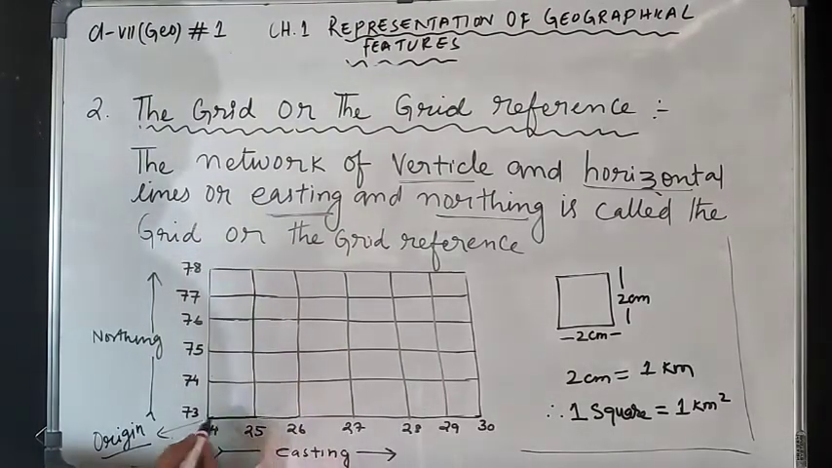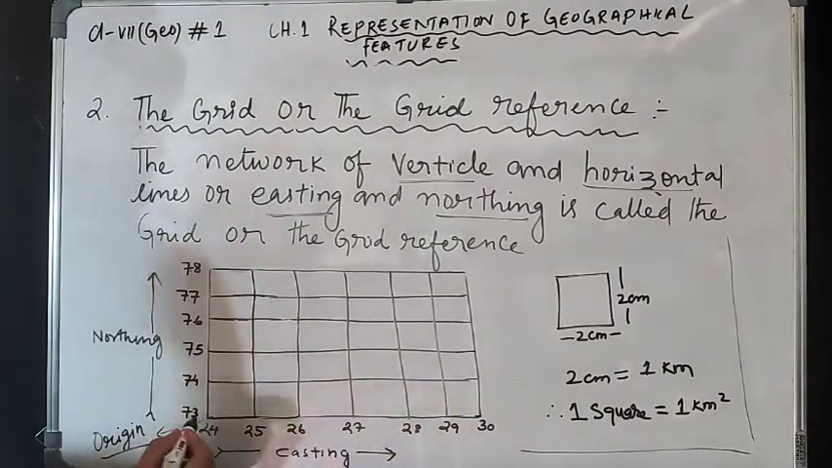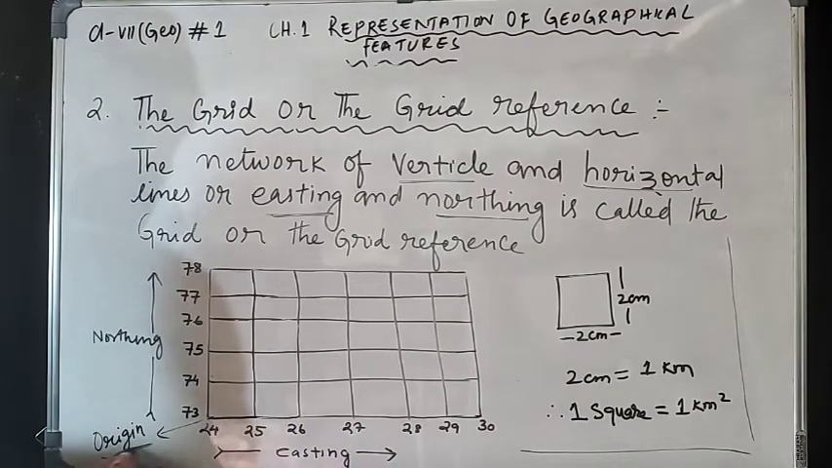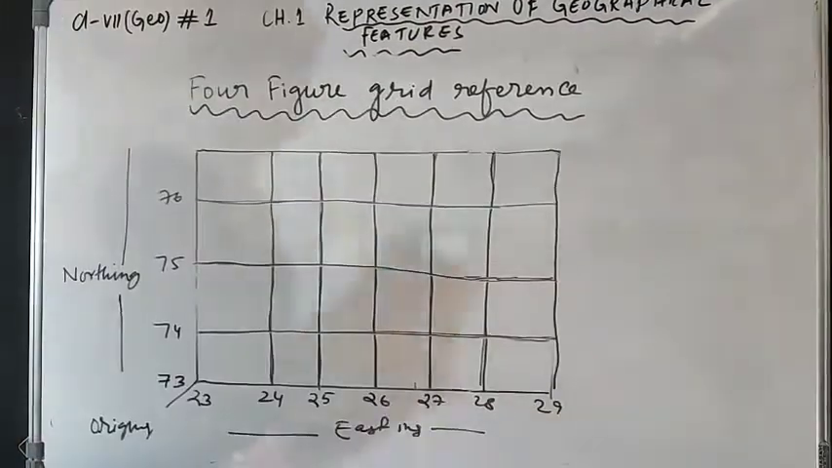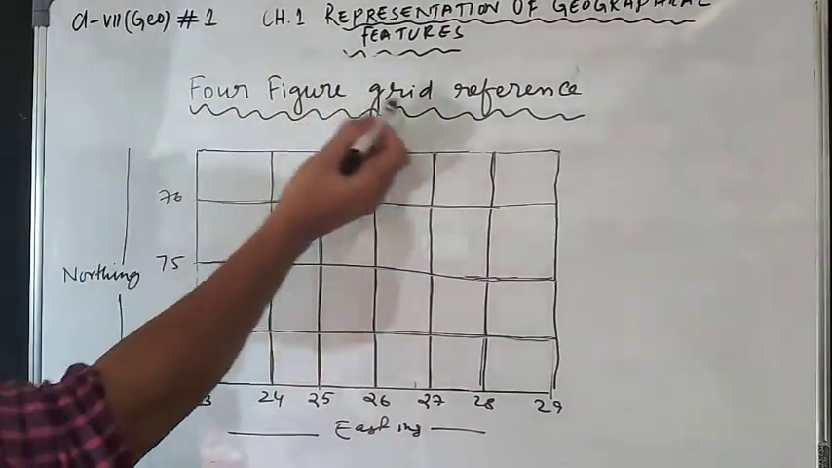Now this point, you can see, is called origin. This point is origin. What? Origin, which is southwest. Sometimes it is also called southwest point or origin point. Now what is the use of these grids? What is the use of these northings and eastings? These vertical and horizontal lines, which are also called easting and northing, are used to locate a feature on the topographical map by using a 4-figure grid reference.